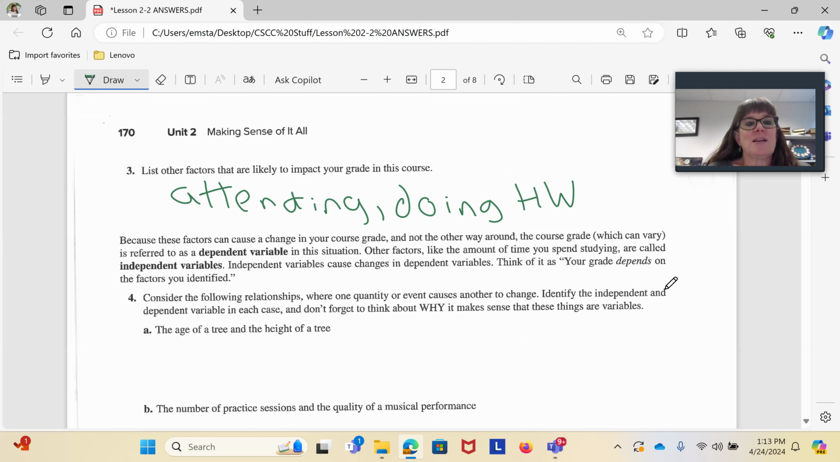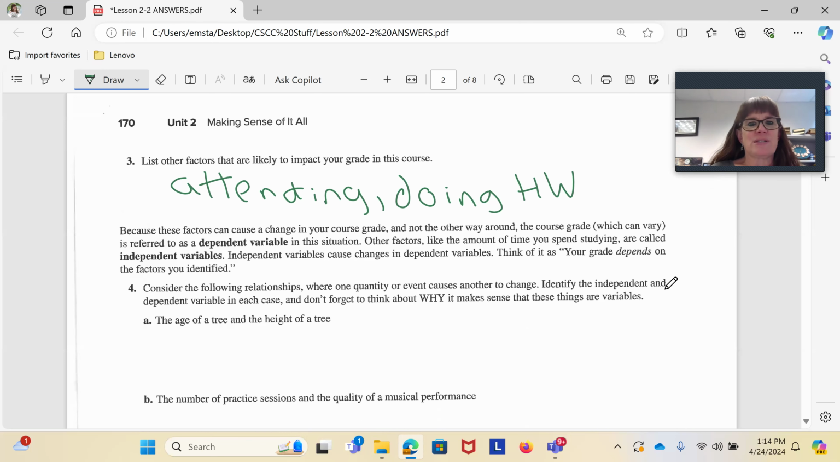So below that, they're talking about the idea of dependent versus independent variable. Because these factors can cause a change in your course grade and not the other way around, the course grade is the dependent variable because it depends on what you do in the class. The other factors like the amount of time spent studying, attending class, doing homework, those are things that are within your control, and those are the independent variables. They cause a change in your grade. So your grade depends on all those things we listed in number 3.